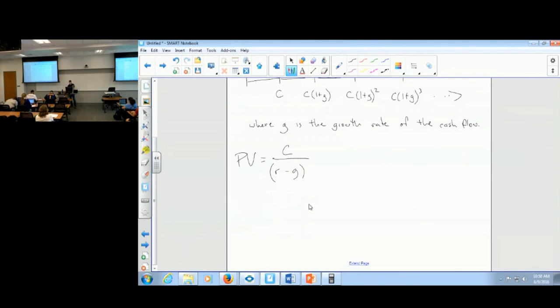All right, let's look at an example of this one. And let's see, we're going to use number 11 from chapter 4, from page 4-23.